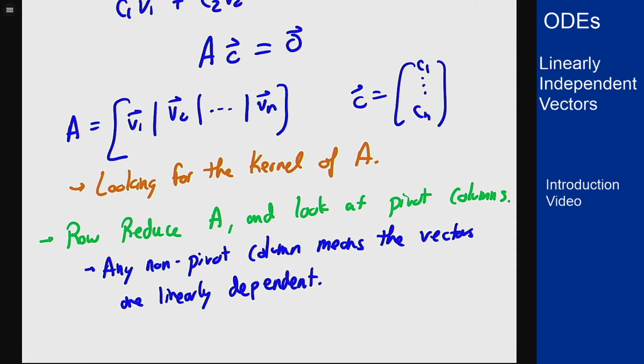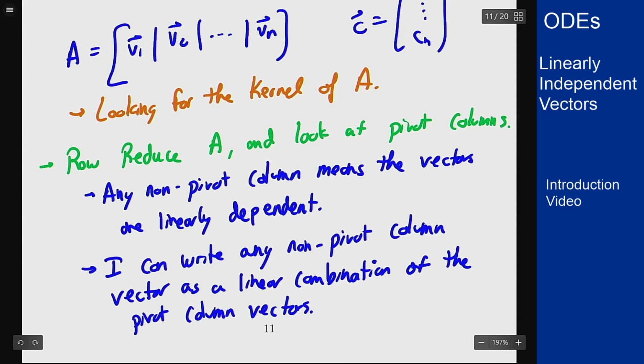And in particular, a non-pivot column tells me I can write the vector that came from that column as a linear combination of the vectors that are in pivot columns. Because it comes from the fact that this could be a free variable in my solution. Whatever I pick for this, I can find values for the other ones to make it work out.